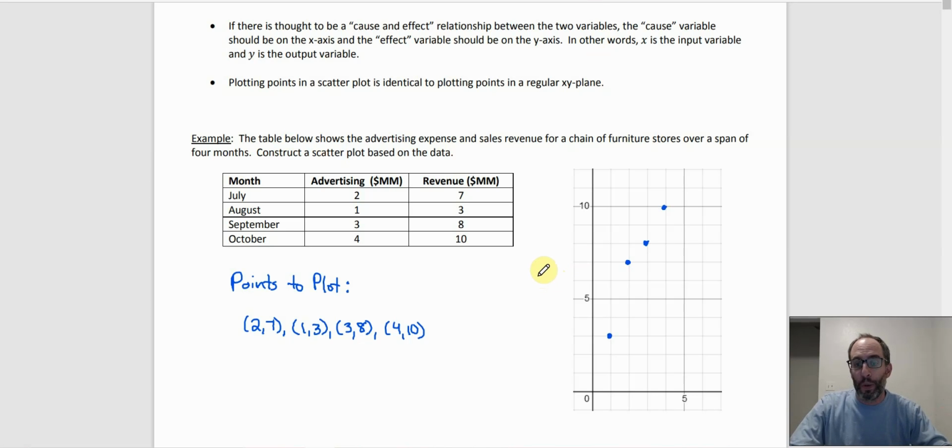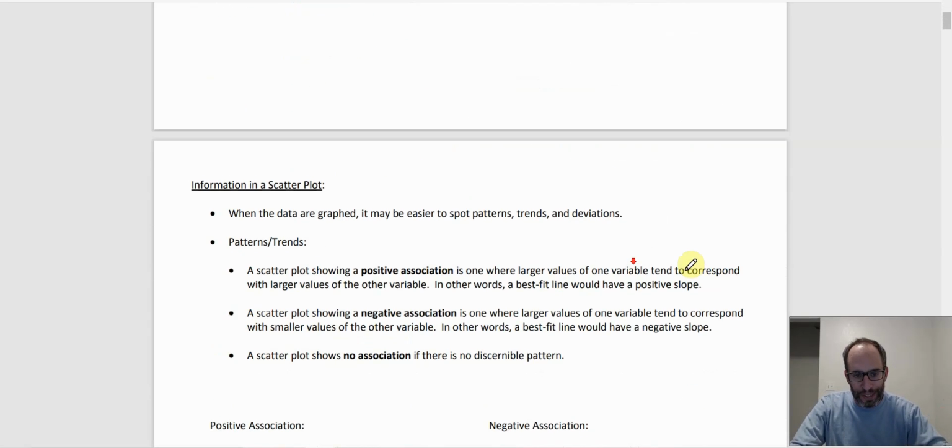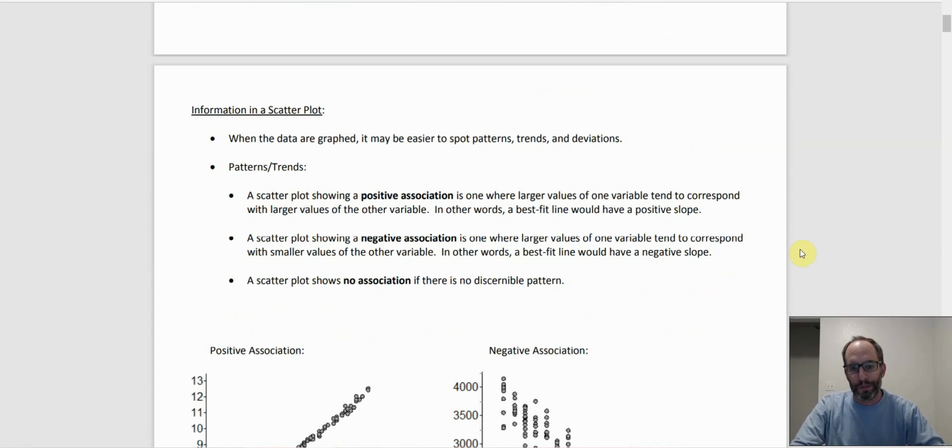But then, well, what do you get when you have one, right? What's the point? Why do you need the graph? Why can't you just have the table? Because some things are easier to see when you have the graph. So that's the next thing. It's easier to see trends, patterns, deviations. Deviations basically would translate to the word outliers.